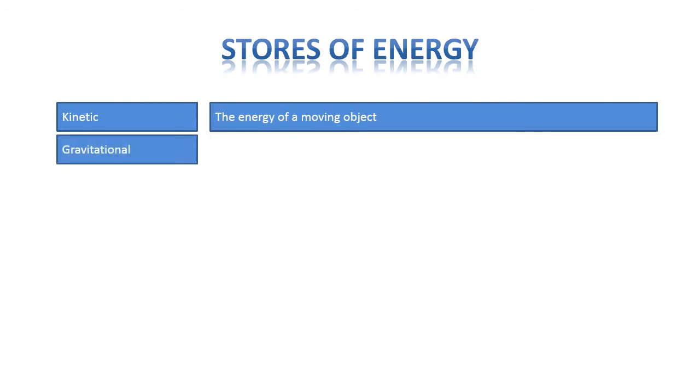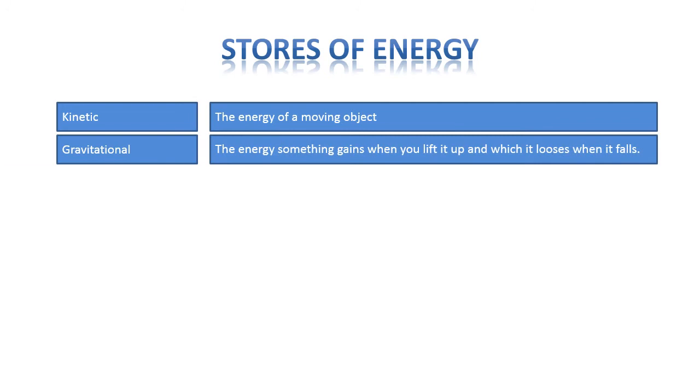Next one is gravitational energy. It is the energy stored in an object as a result of its vertical position or height. The energy is stored as the result of the gravitational attraction of the earth for the object. Next one is elastic energy. This is the energy stored in something that has elasticity, where the object can stretch and compress. Balloons, rubber bands, bungees and trampolines all have elastic potential energy.